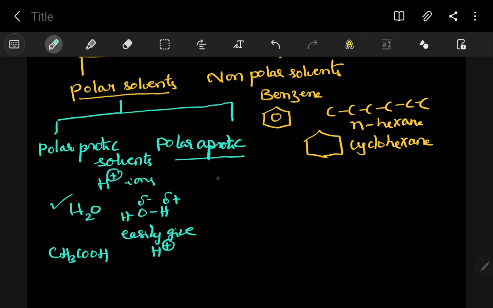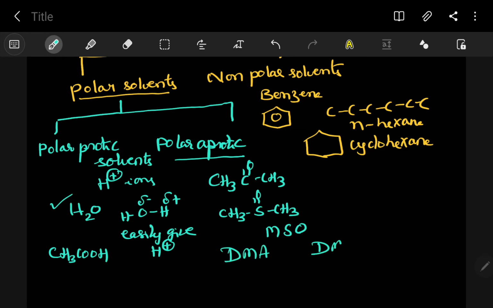What are polar aprotic solvents? Mainly acetone, CH3COCH3. Acetone will not give H plus ions in the solution. One more is, in place of carbon, sulfur: CH3S double bond O CH3. This is called dimethyl sulfoxide, DMSO. And one more we can take, that is DMA and DMF.